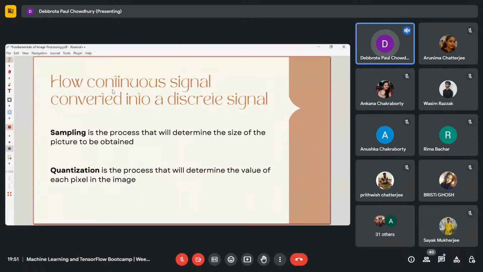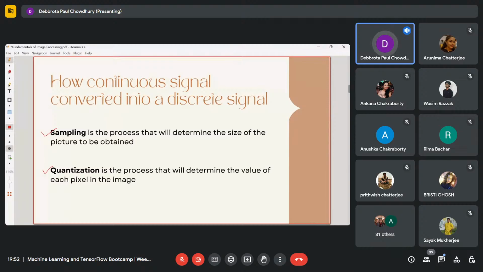So how would these continuous signals be converted into discrete signals? Do you know what discrete signals are? Discrete signals are nothing but digital images. There are two things that happen when a continuous signal is converted to a digital signal. The first one is sampling and the second one is quantization. These two happen when we convert a continuous signal into discrete signals.